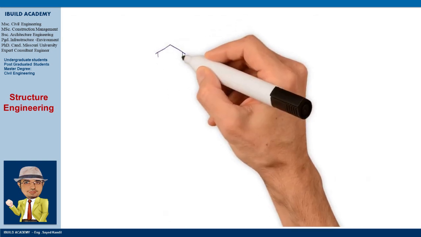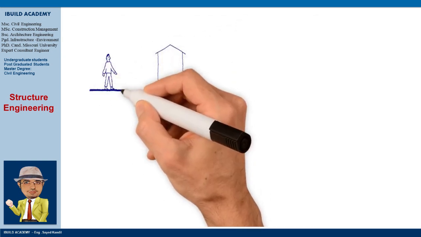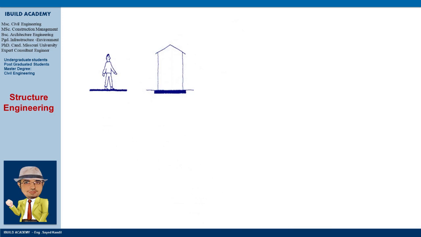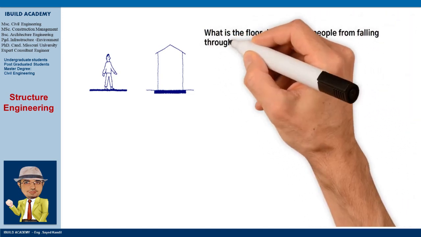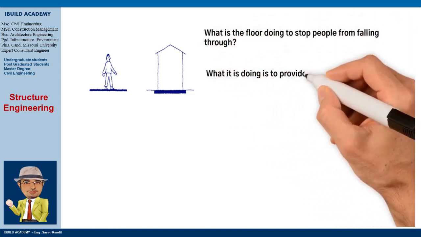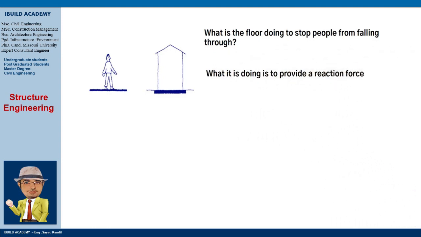In the same way that people stand on a floor and usually don't fall through, buildings also have to stand on something strong like foundations. But what is the floor doing to stop people from falling through? What it is doing is to provide a reaction force or a reaction load.